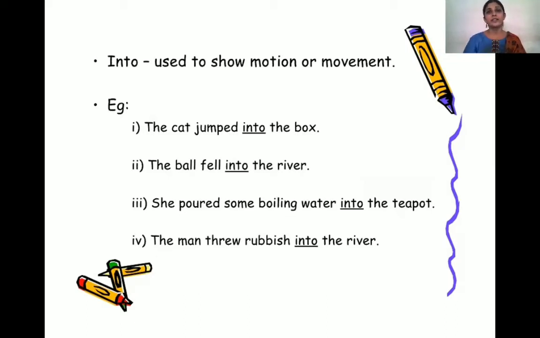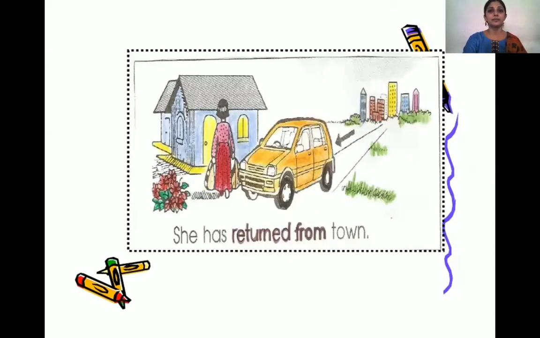So when something is in movement, it is always into. But at the same time, it also shows the direction, where the things are going. Cat jumped where? Into. That is the direction. Falling into the river. So motion and direction, both the things are together.